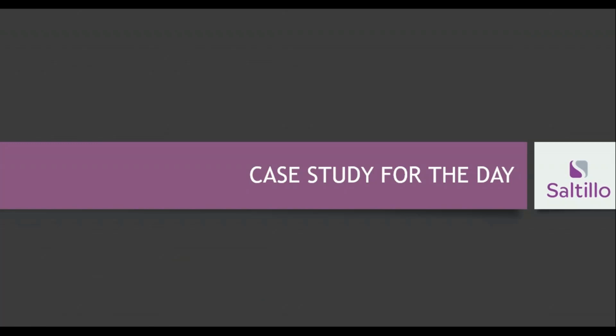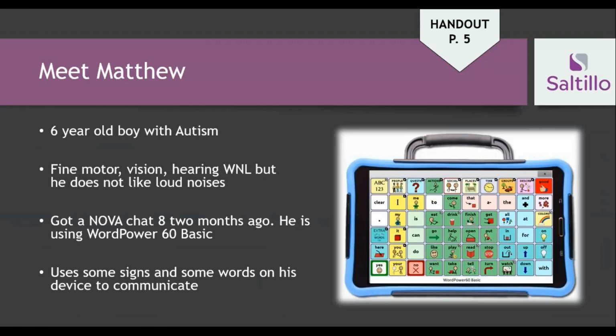I'm going to introduce you to our case study for the day, which we're going to use to practice writing and brainstorming goals and objectives using this form. So meet Matthew. This is on page 5 of your handout if you'd like to refer to those notes. He is a 6-year-old boy with autism. His fine motor, vision, and hearing are within normal limits, but he does not like loud noises. He got a NovaChat 8 about 2 months ago, and now he's using the WordPower 60 basic vocabulary file. And he uses some signs and some words on his device to communicate.